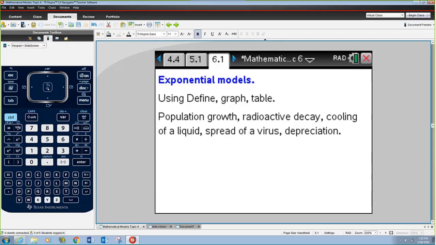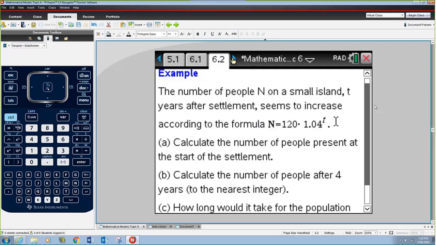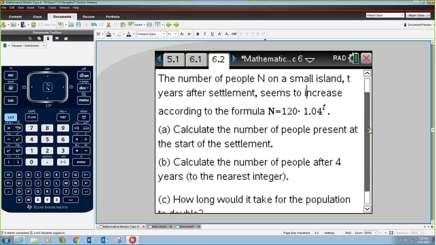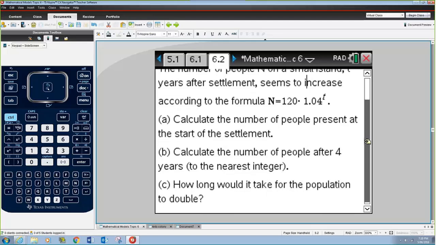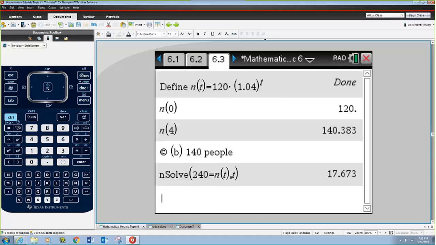Exponential models: population growth, radioactive decay, cooling of a liquid, spread of a virus, depreciation. These are very popular topics. So I start with a very easy example. The number of people is given by this formula. Calculate the number of people present at the start, after 4 years, and how long will it take for the population to double.